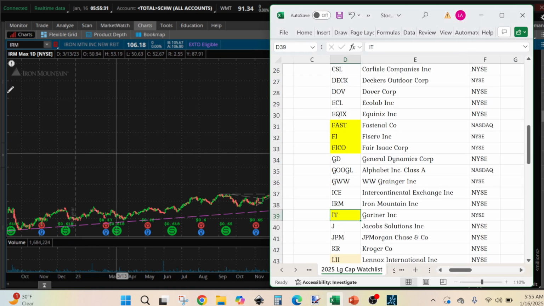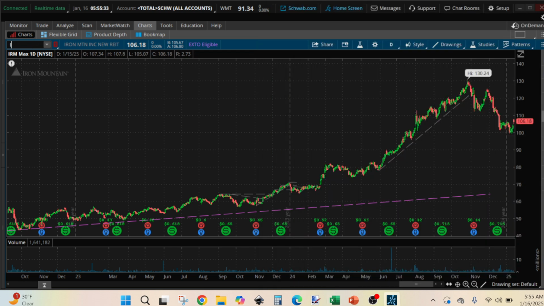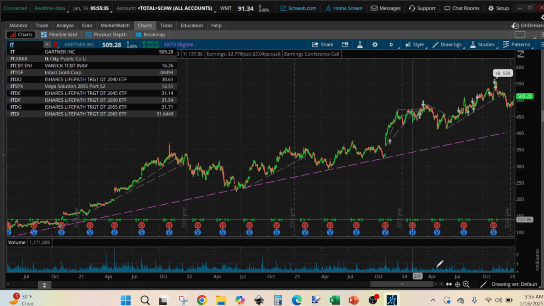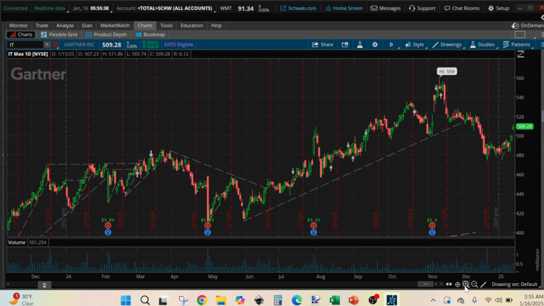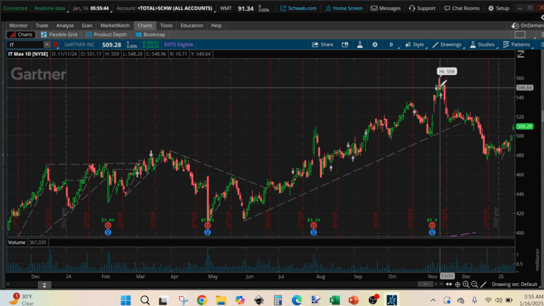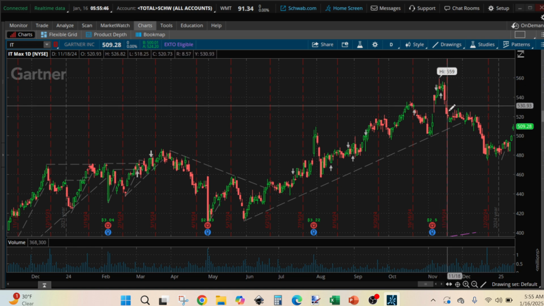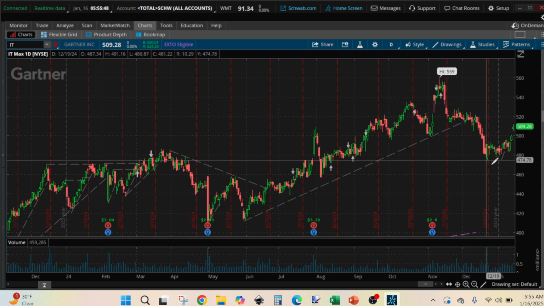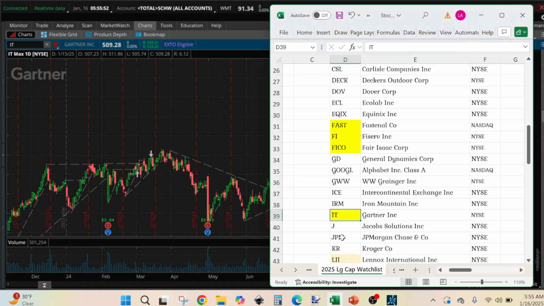The next one is IT. We have IT in our portfolio. That is the trend line, the long trend line to enter, but we bought it somewhere there last year, and the price went down, and it's down for now. J is the next one.